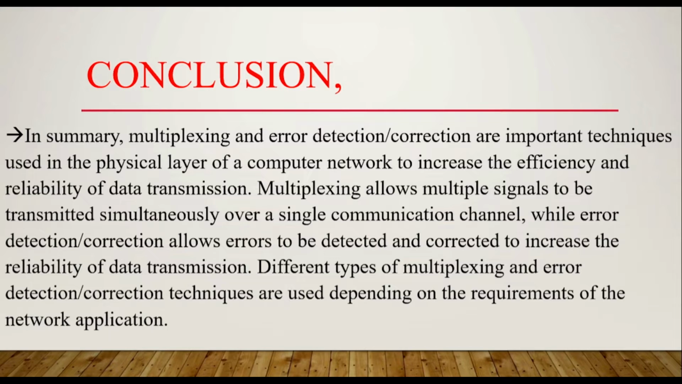So we can summarize this as follows. Multiplexing and error detection and correction are two important techniques that are used in the physical layer of a computer network to increase the efficiency and reliability of data transmission. Multiplexing allows multiple signals to be transmitted simultaneously over a single communication channel, while error detection or correction allows errors to be detected and corrected to increase the reliability of data transmission. Different types of multiplexing and error detection or correction techniques are used depending on the requirements of the network application.